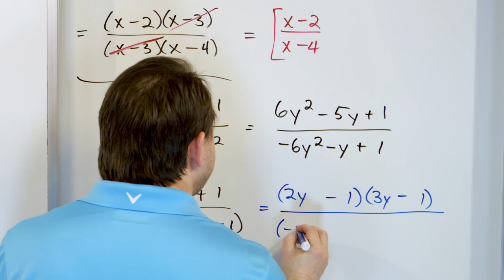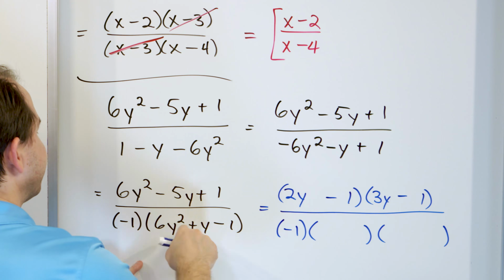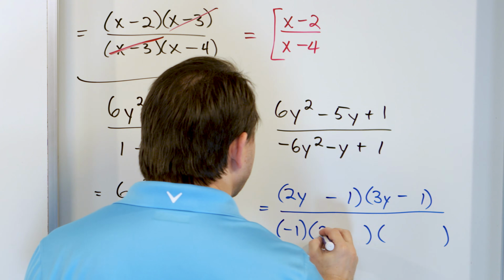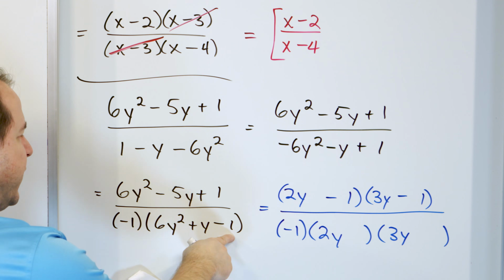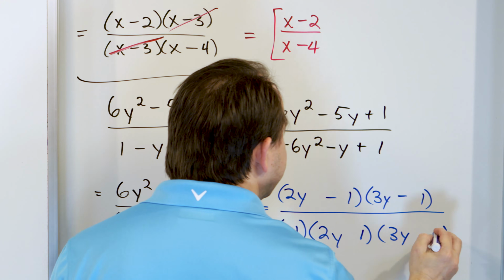Now on the bottom, we still have the negative 1, but we open up parentheses to factor this. Same thing, we have choices. What do we choose? Well, we're going to do the same thing: 2y, 3y. Here we have -1. The only way you can get a 1 of any kind is 1 times 1. So we'll put a 1 here and here.